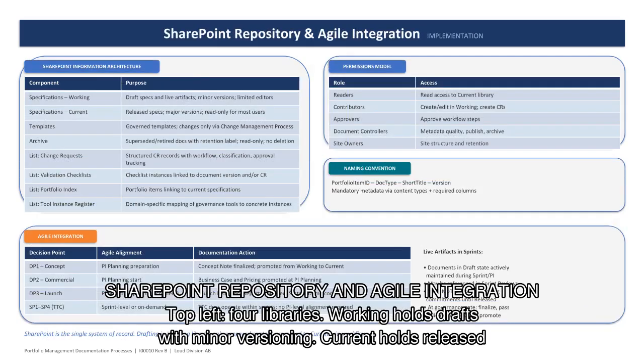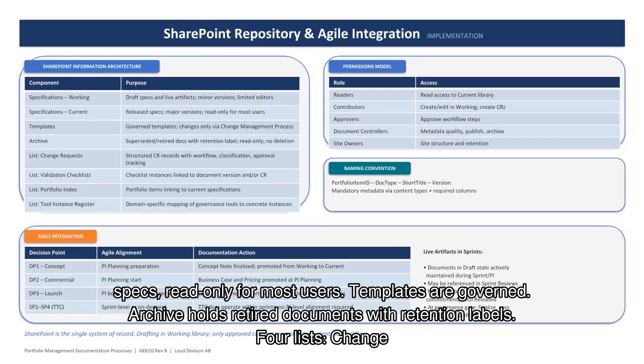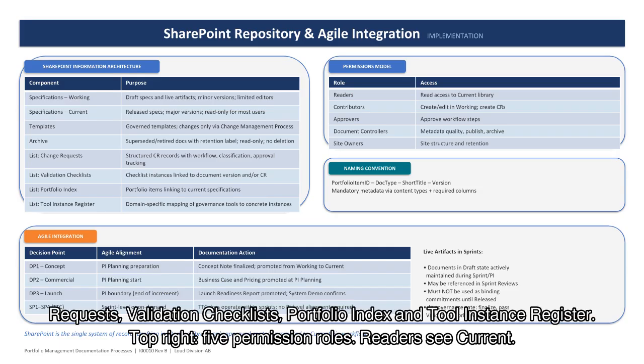SharePoint repository and Agile integration, top left. 4 libraries. Working holds drafts with minor versioning. Current holds released specs, read-only for most users. Templates are governed. Archive holds retired documents with retention labels. For lists: change requests, validation checklists, portfolio index, and tool instance register.